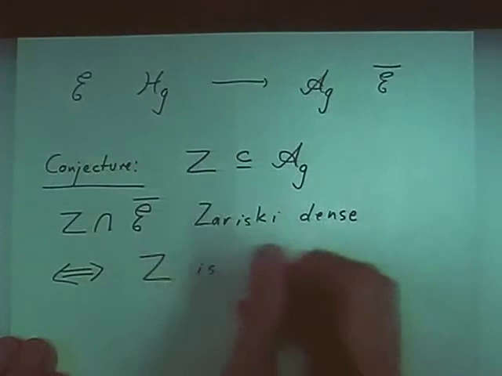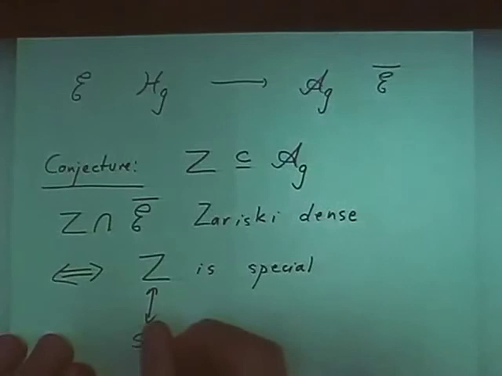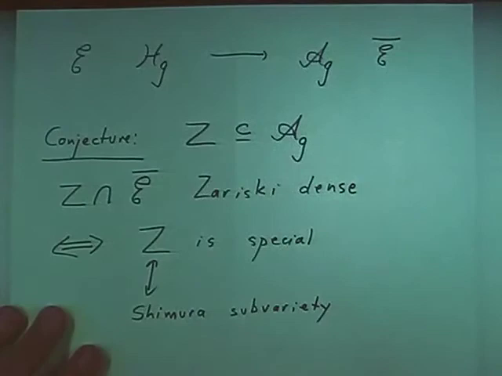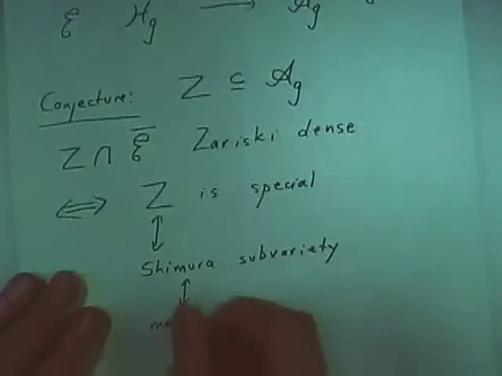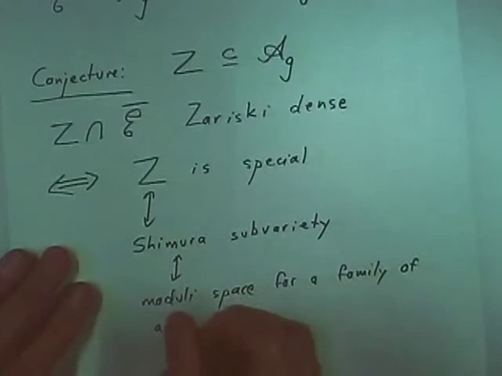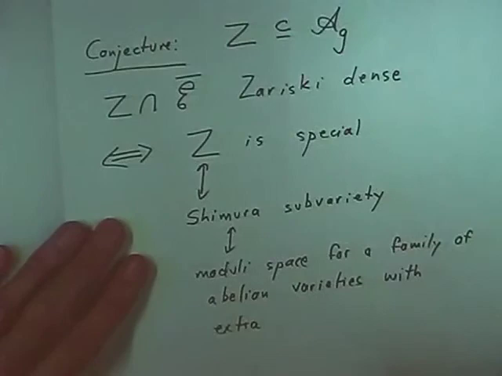And the way to think of that, since I don't have time to explain the true meaning, is that it's a Shimura subvariety. It's actually an irreducible component of a Shimura subvariety, or its image under a Hecke operator. So what does that mean? That means that it is itself a moduli space for a family of abelian varieties with some extra structure. So because you have extra structure, you don't get all of the Siegel modular variety, but some sub-variety.